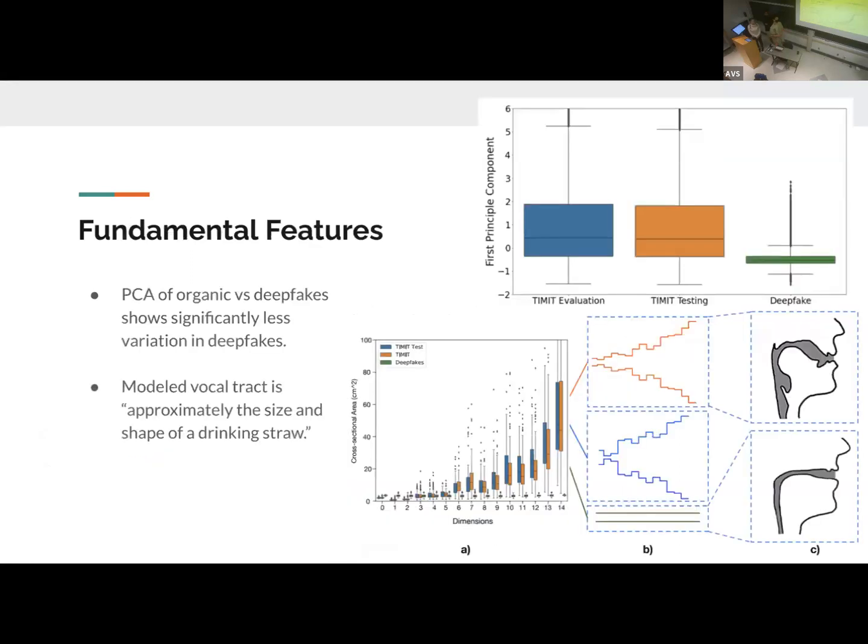Next up, for fundamental features, they did a PCA of the organic versus deepfake audio, and they found on the top right side, the deepfake is the one on the right side, and you can see there's a lot less variance within fake audio. And after performing physical modeling of the deepfake audio, on the bottom right, you can see figure C. The modeled vocal tract of deepfake audio is about the size and shape of a drinking straw. So this kind of furthers their hypothesis that deepfake audio is inherently inhuman.